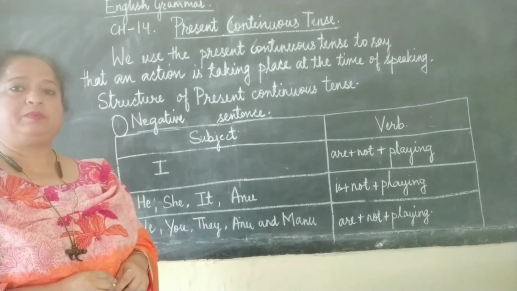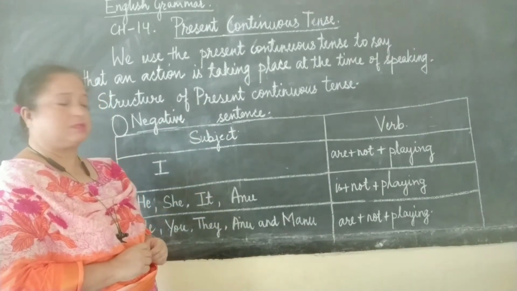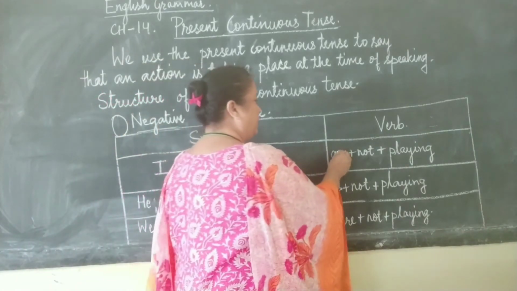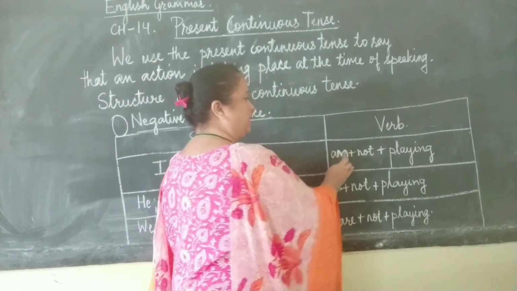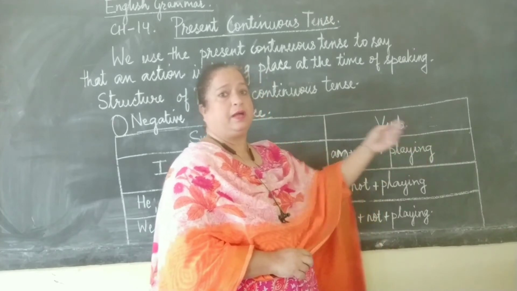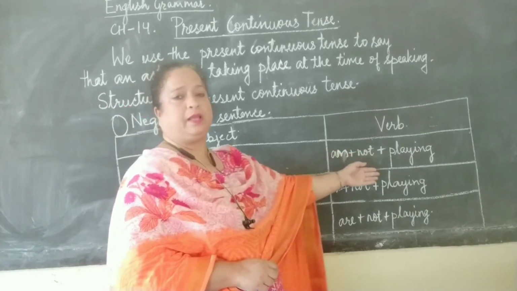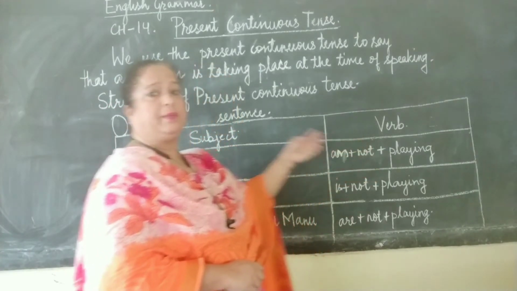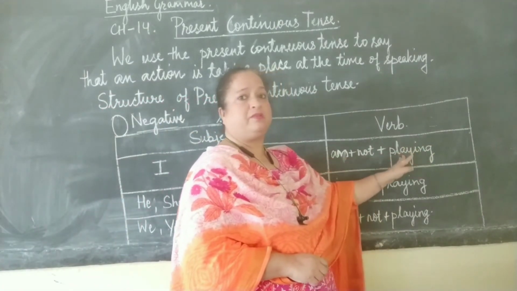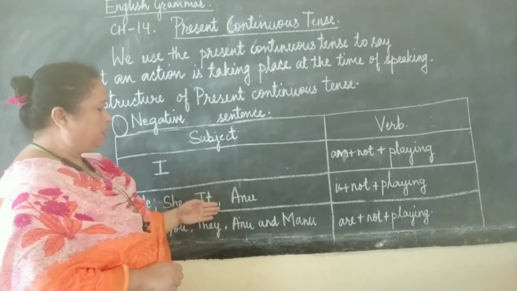Now children, I will be explaining how to form negative sentences using the present continuous tense. When we have I as the subject, what do we do? We write am, I am, and then we use the word not, and then we write the verb with the ing form. So my sentence becomes I am not playing. By adding not, I changed it into a negative sentence, and by adding ing to the main verb, I changed it into the present continuous tense.